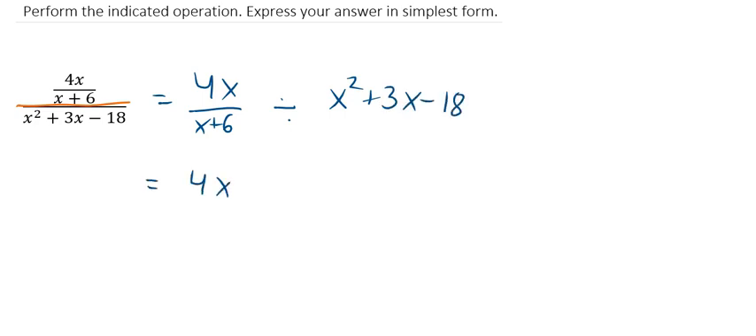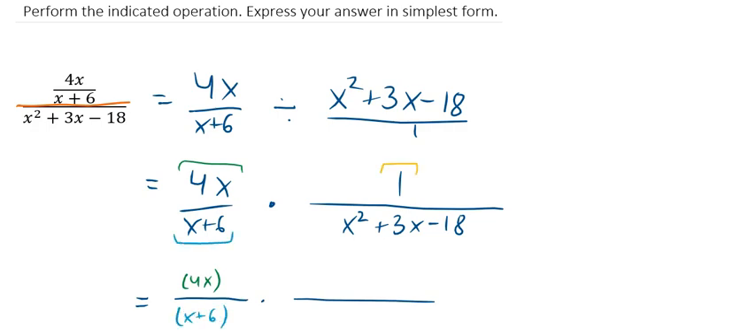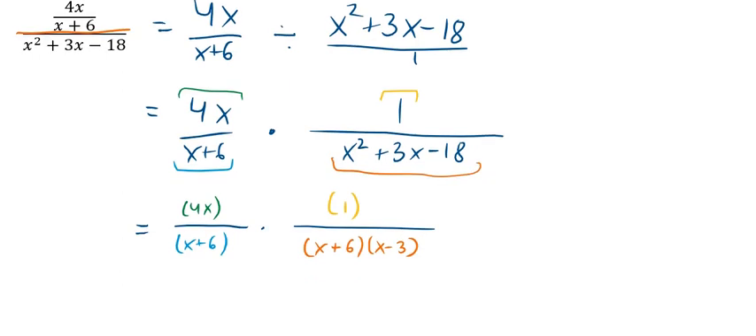And I do my stay, change, flip. It turns into this. Before it was a 1 on bottom, now it's a 1 on top. I factor. I write it all as one giant fraction, which in this case I'm just going to take it all and do this with it.